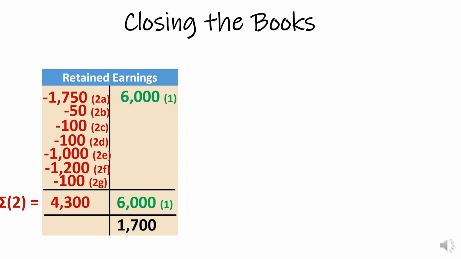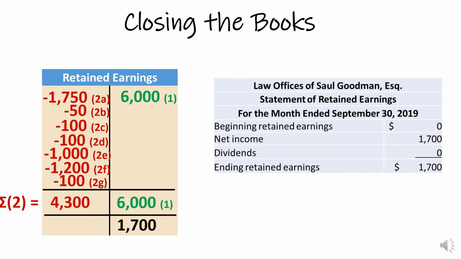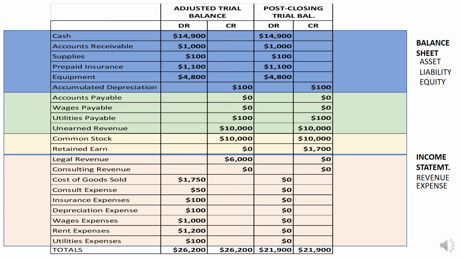And if you're thinking you've seen that number before, it's not a coincidence. The $1,700 is the same ending retained earnings amount that we computed when we prepared our end of period financial statement. Voila! Once you've prepared all of your post-closing journal entries and computed the end balance in your retained earnings account, you would prepare a post-closing trial balance. This shows the balance in your permanent and temporary accounts.